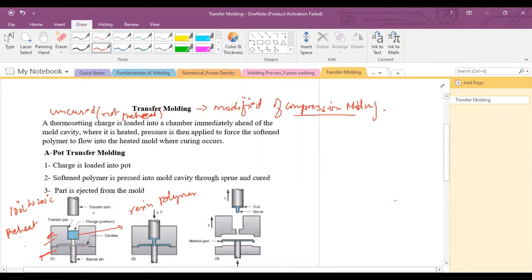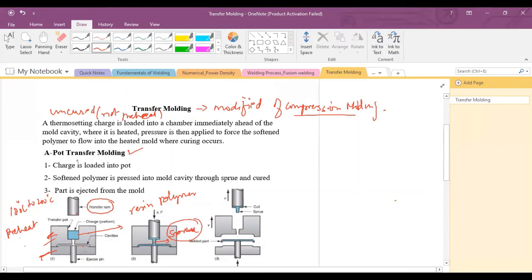And when the ram is used to apply force over this material, due to that force, this resin will flow into the mold cavity. Actually, this resin will flow through the sprue. Actually, the sprue is also a type of channel which is used in the pot transfer molding.